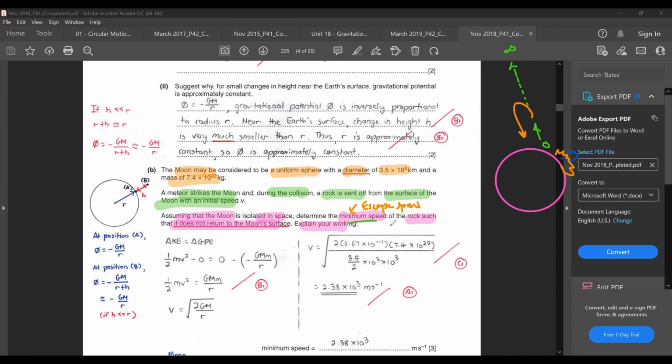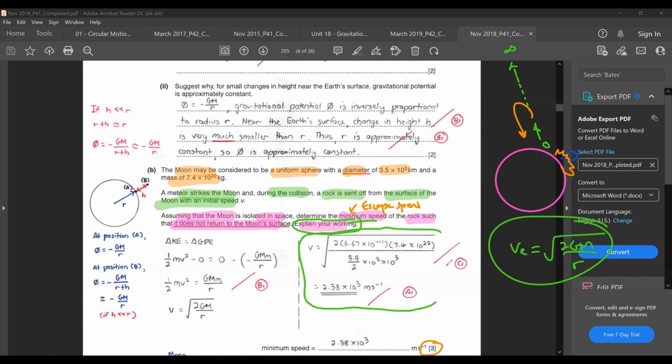So your goal here is to find out the escape speed. Now, because I see that this one is 3 marks, and you have explained your working, I don't think it's wise to just straight away sub in your escape speed equation. This is what you're going to end up getting. So for your case, I think it'll be better to just derive it out.